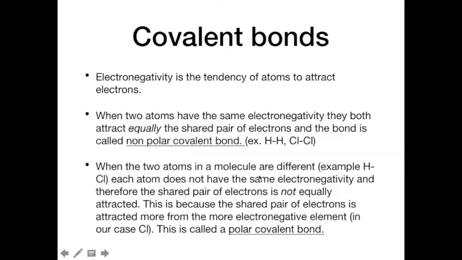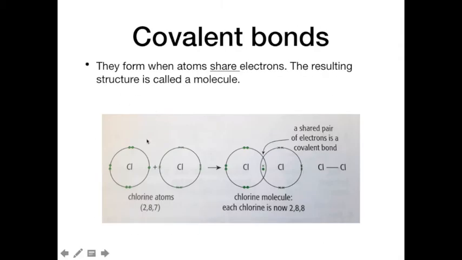Now let's try to explain electronegativity. Electronegativity is how much force each nucleus pulls the electrons with. Here, those 2 chlorine atoms have the same electronegativity because they're of the same element. So they exert the same force on these electrons. The shared pair of electrons is being shared equally. They both pull it with the same force.